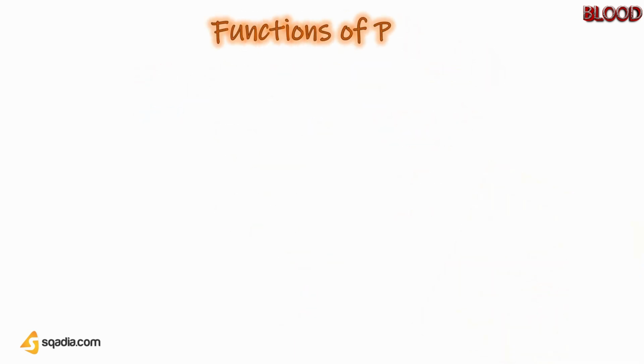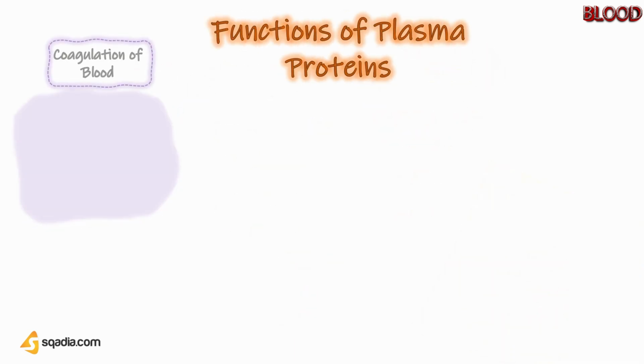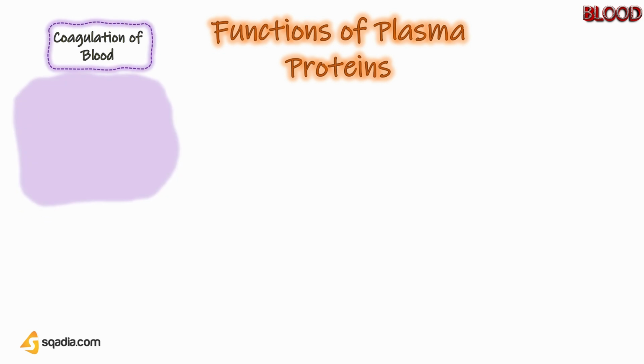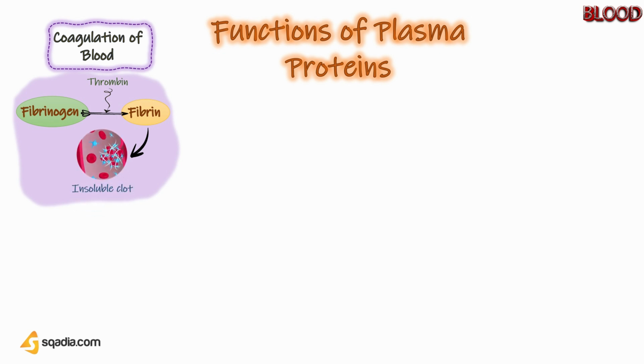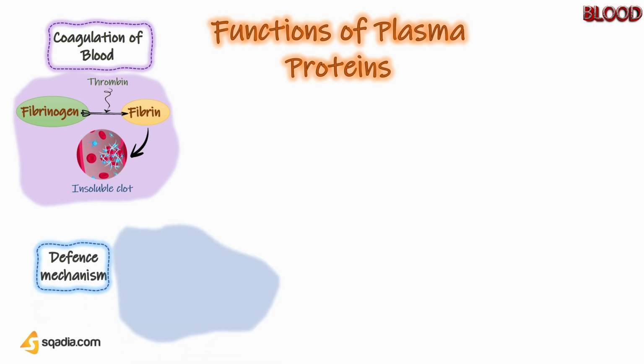Let's look at the functions of plasma proteins. Plasma proteins are very essential for the body. They play a very important role in coagulation of blood. Fibrinogen is essential for the coagulation of blood, where it gets activated by thrombin and forms a long, sticky thread-like substance called fibrin. That forms a meshwork in which it traps RBC and platelets, forming an insoluble clot. In this way, it plays a role in blood clotting or coagulation.